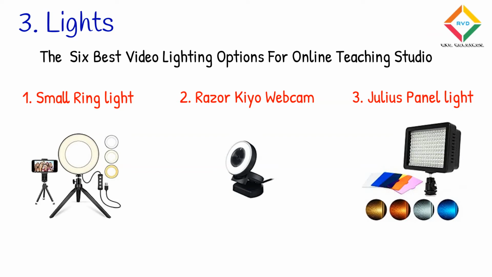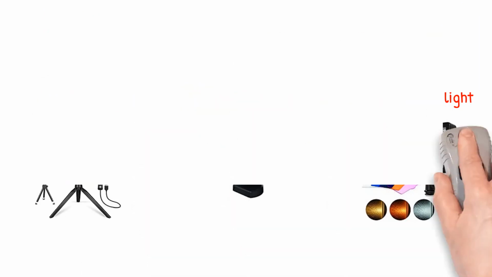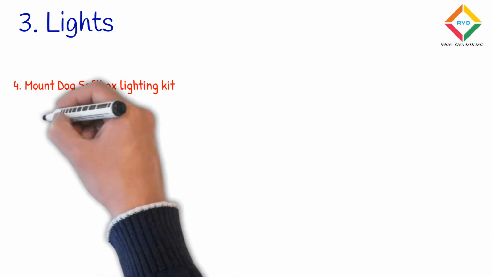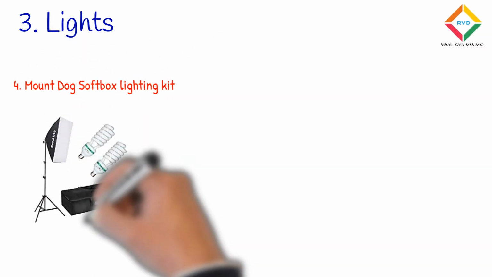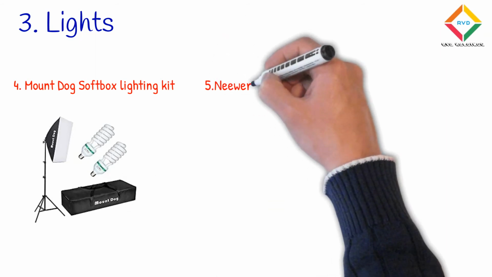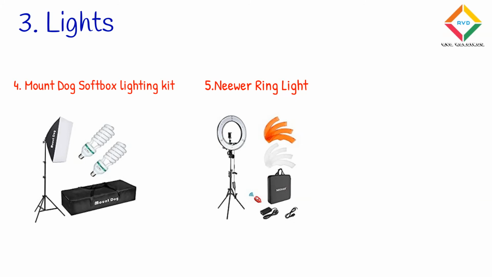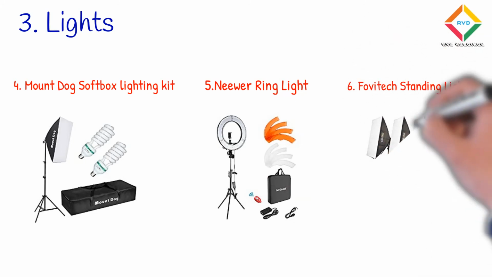And the other 3 lighting setups are: Mount Dog softbox lighting kit, and then a nearing light, and finally a standing light.